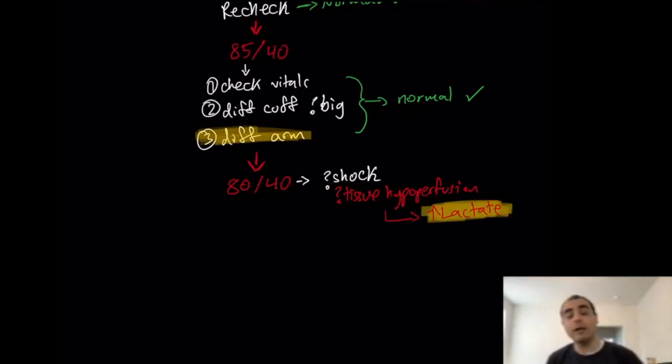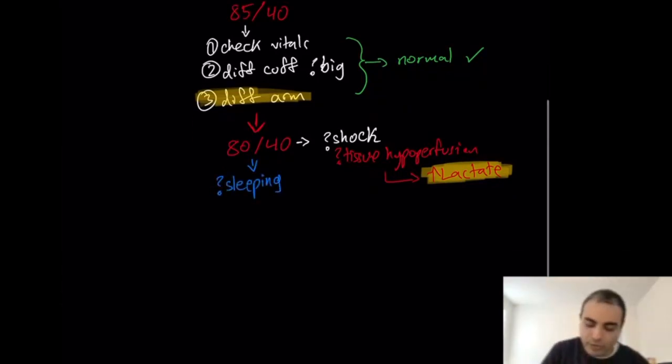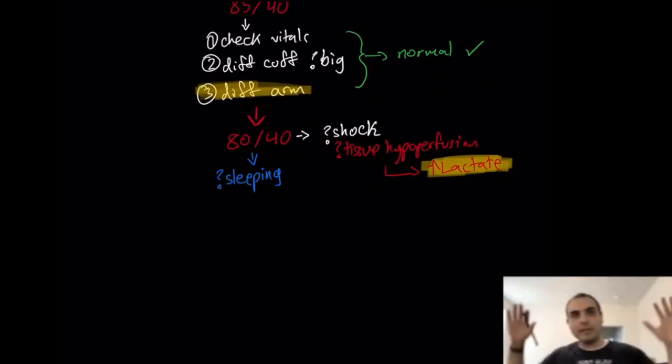Now, at this point, you're still undetermined whether the patient has hypoperfusion or not. But for all intents and purposes, you're going to assume that the patient's probably having hypoperfusion because they're hypotensive and you don't have an explanation. There's one more thing I would add: before you make it a big deal, always ask, is the patient sleeping? Because a lot of people, when they're asleep, their autonomic nervous system goes down a little bit, and then they might be hypotensive.